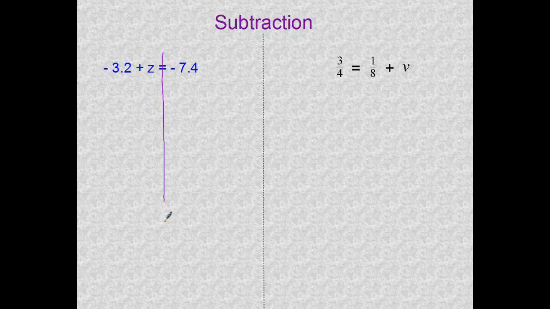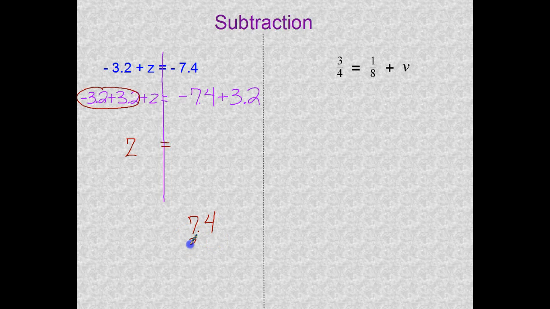So to get rid of my negative 3 and 2/10, we're going to do the opposite of negative, and that's going to be adding. So negative 3 and 2/10 added to, and then our z. And on the right side, we're going to also have to add 3 and 2/10 to balance it out. Let's see what this looks like. This eliminated it or made it 0, and we have z equaling, once again, these opposite signs and the addition procedure, so let's go down to the bottom.